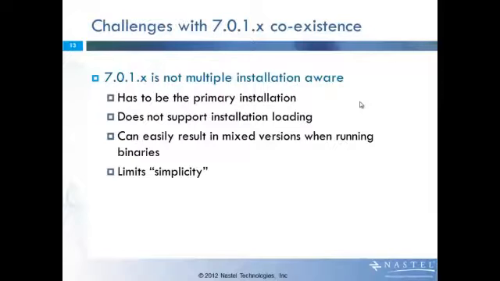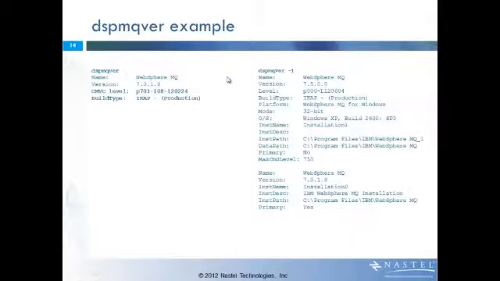First off, it has to be the primary installation. It does not support installation loading, which we're going to talk about in a moment. You can easily end up with mixed versions either because of profiles, paths, and other things not being set up properly. And the key thing is it limits the simplicity. Once you get past this, you have just 7.1 and 7.5. The multiple version support is much easier to work with. So let's look at some examples.